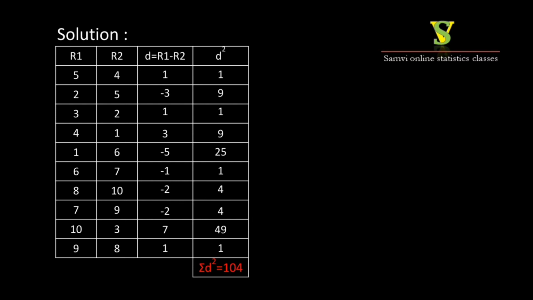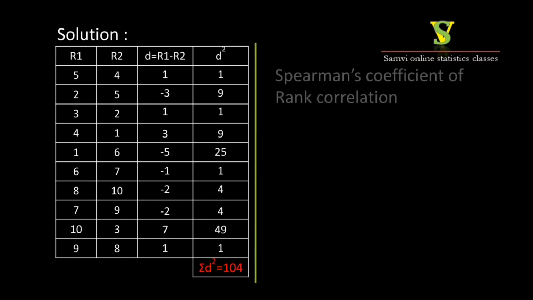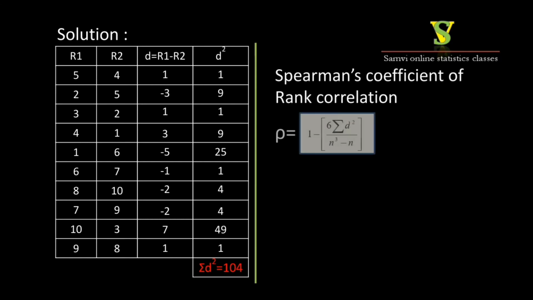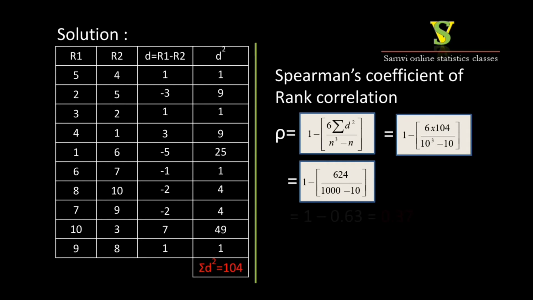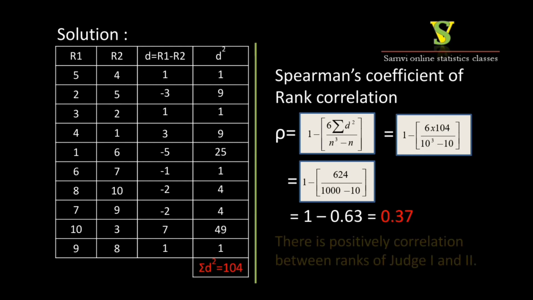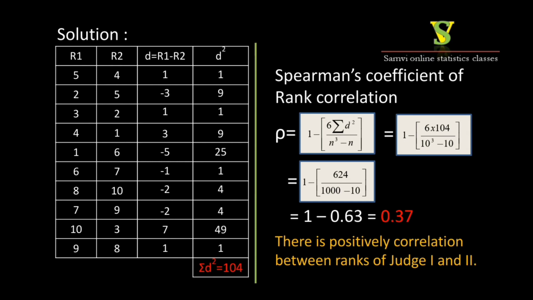We know the formula for Spearman's coefficient of rank correlation. The formula is rho equal to 1 minus 6 summation of d square divided by n cube minus n. Just substitute the values here. So if I substitute, I'll get 1 minus 6 into 104 divided by 10 cube minus 10. Further simplifying, we get 1 minus 624 divided by 1000 minus 10. Further simplifying, we get 1 minus 0.63, which gives 0.37. So here our conclusion is there is a positive correlation between the ranks of judge 1 and judge 2.